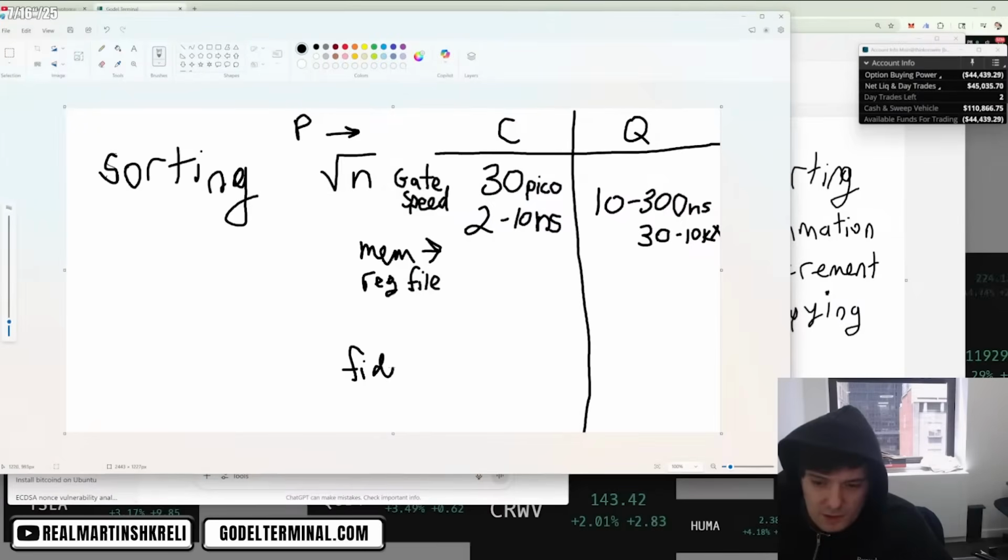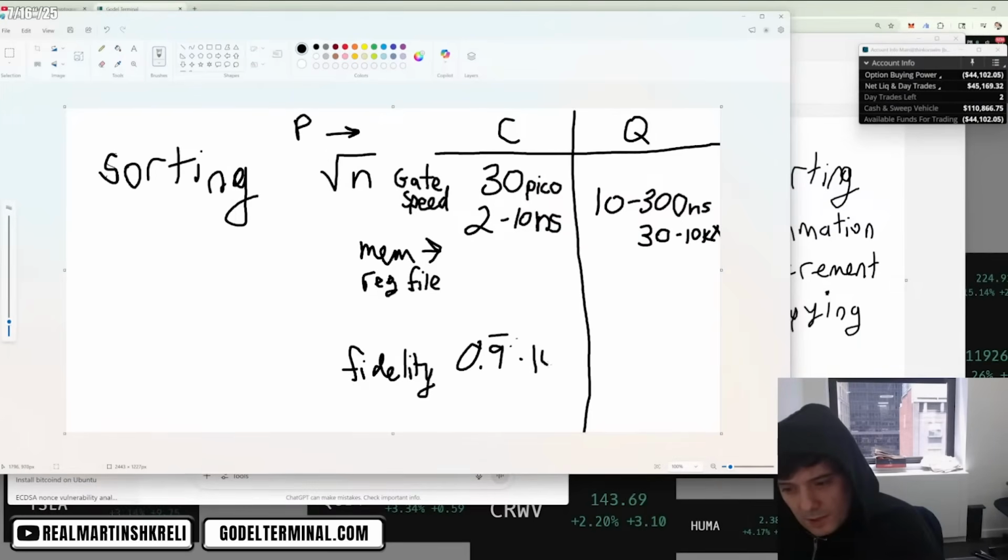And we're going to add fidelity here, which we know is 99. Well, we can do 0.9 with a bar over it, to the 10 to the what? Negative 18th or something. Whereas for quantum, it's only 0.9 with a bar over it. Well, if you ask Rigetti, 10 to the 2, not even.